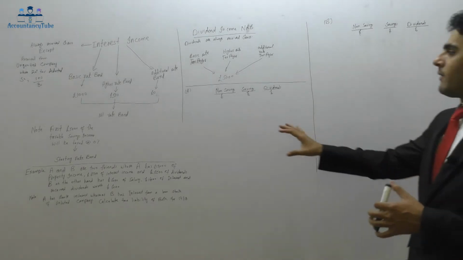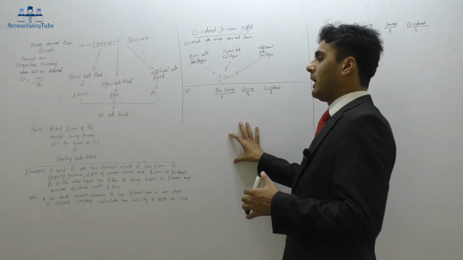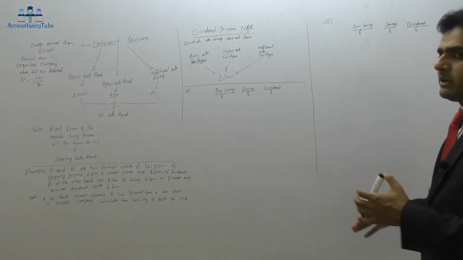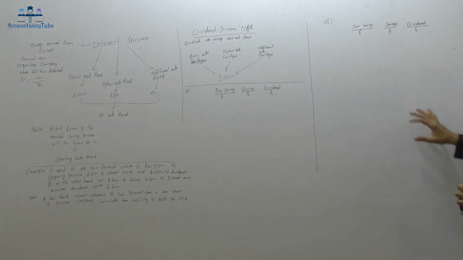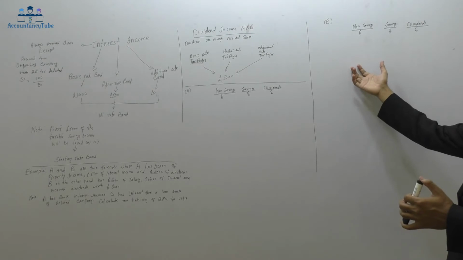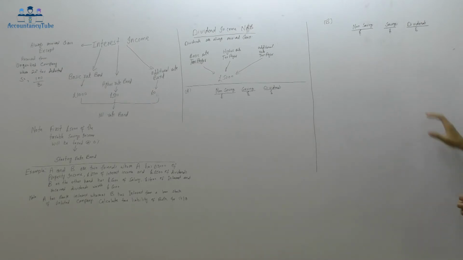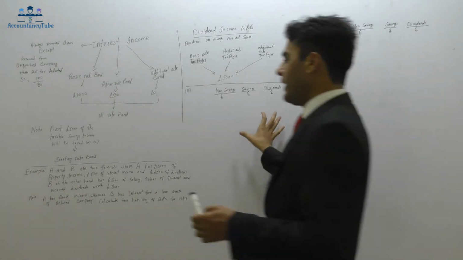Alright, so I've already made up the pro forma here for A because of the lack of space, so I will have to write it down a little smaller. And on this side I've made up the pro forma for B as well. Alright, so with non-savings, savings, and dividend income. Anyway, let's start for A here.